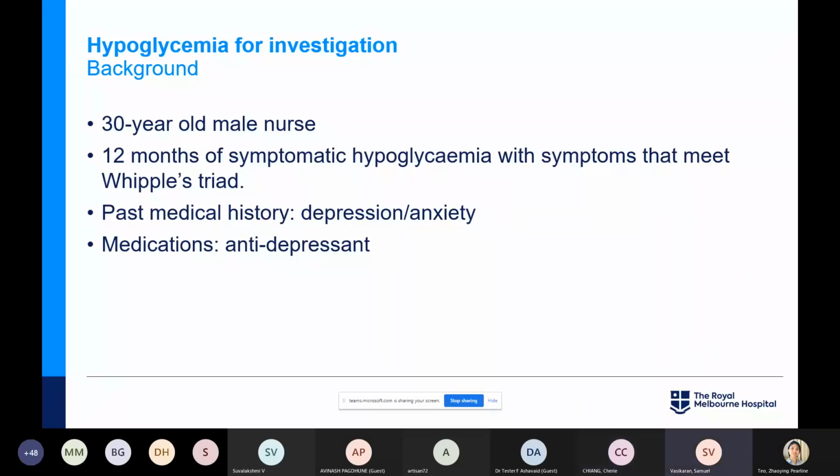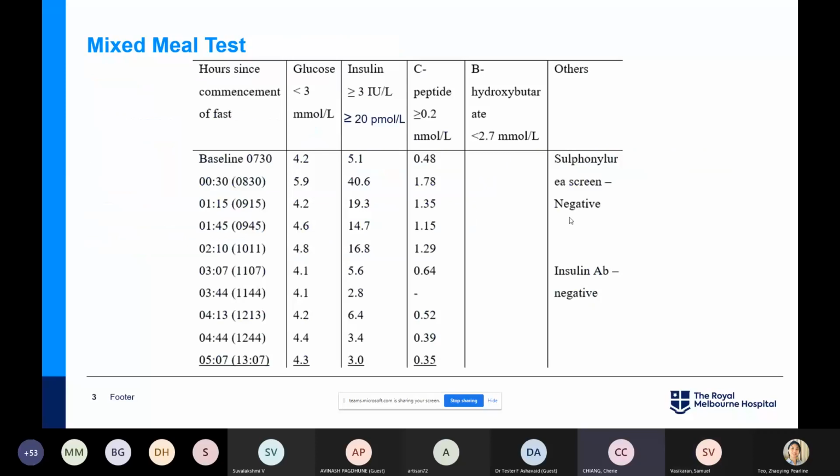Yeah, I would, Sherry, this is Sam. I would want to confirm the low glucose in a neutral setting, and if the glucose is low, I'll check insulin and C-peptide at the same time. Yeah, that's exactly right. So the treating endocrinologists try to capture a formal low blood glucose, firstly with a mixed meal test.